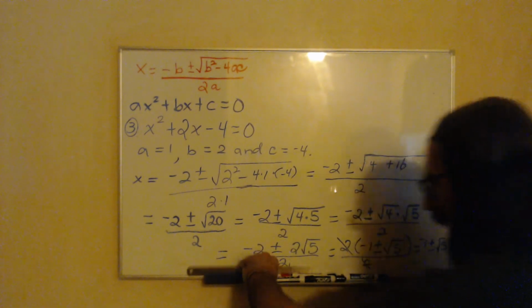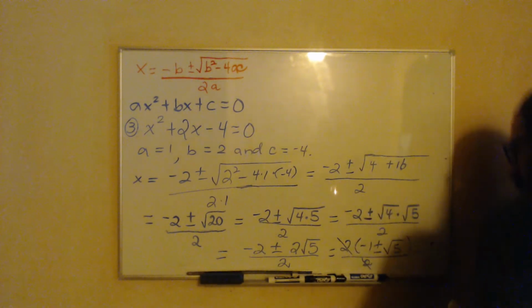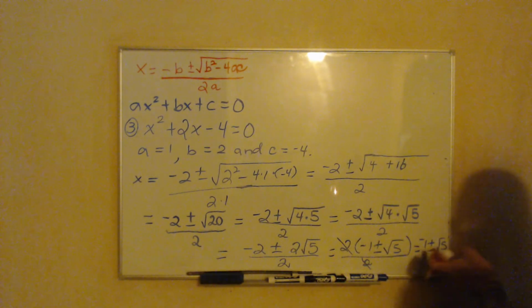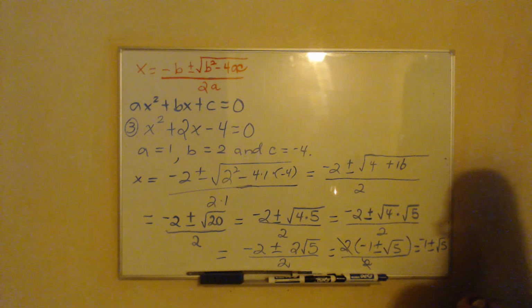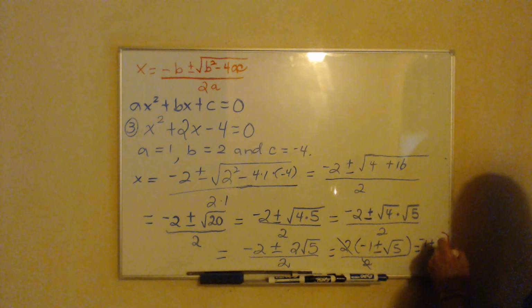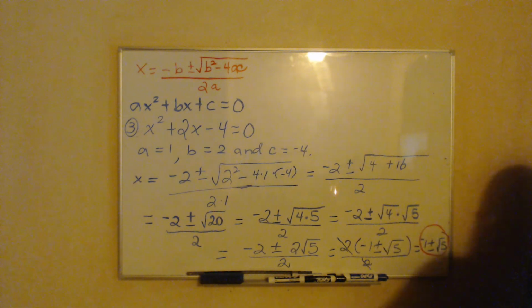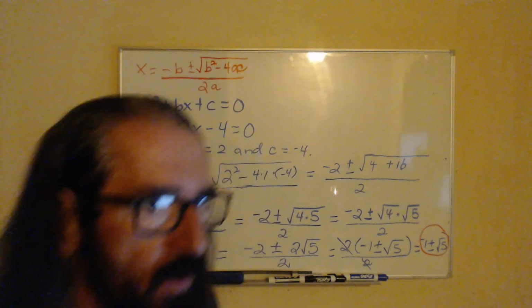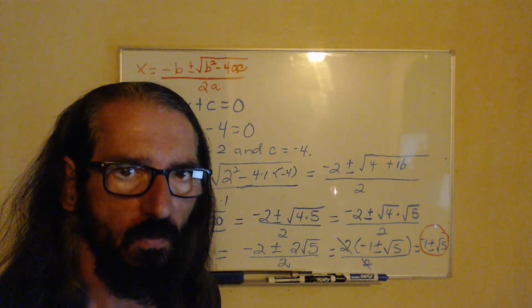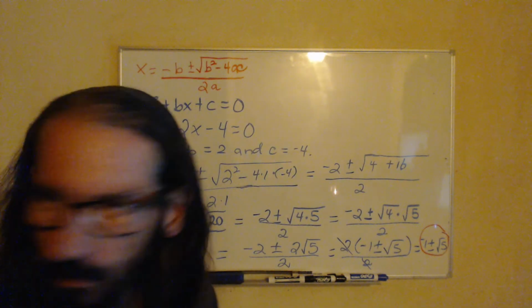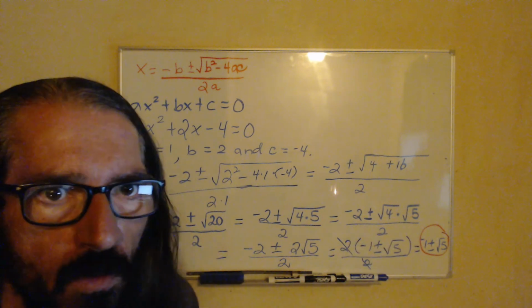On MyLab Math, you can type in either negative 1 minus square root of 5, comma, negative 1 plus square root of 5, but I have found, at least for one of their textbooks, it does allow you to type in a plus or minus sign, so that you could type that all at once.